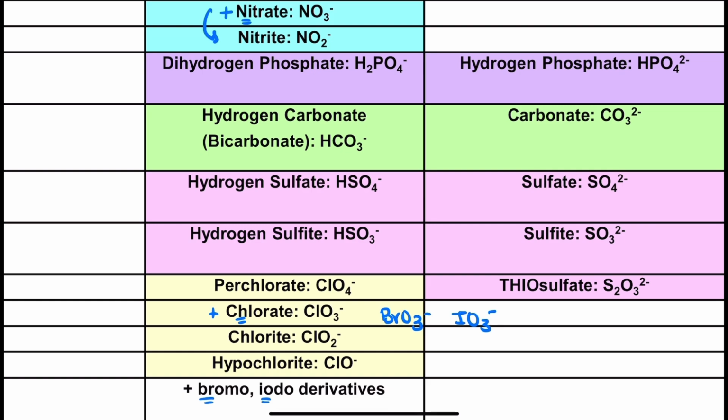When you go from ate to ite, you lose 1 oxygen, but keep the same charge. So ate to ite, I lose 1 oxygen, I keep the same charge. And I'm going to see that pattern come up again. So nitrate and nitrite, NO3 minus versus NO2 minus. I'll talk about phosphates in just a minute. Carbonates and sulfates as well.